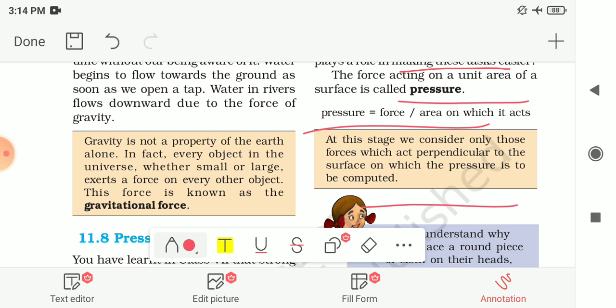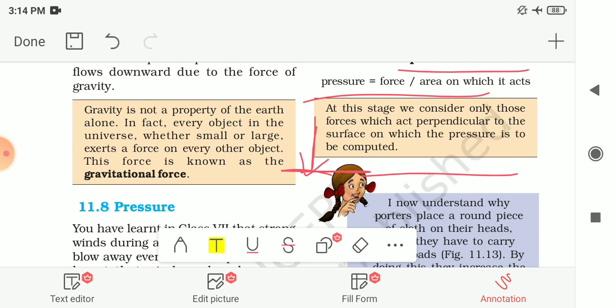That means on an object we have seen that many kinds of forces act together at a time. Some of the forces also act on a surface at an angle. Right now at this level we are going to count only the forces which act perpendicular to the surface. That means if this is your surface, then the force acting like this, perpendicular, is the kind of force we are going to consider right now.